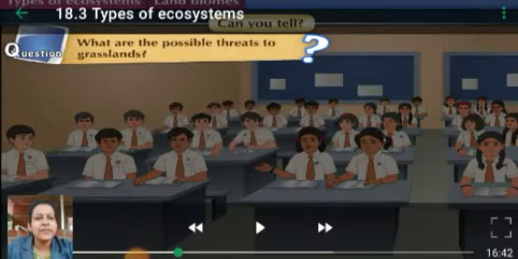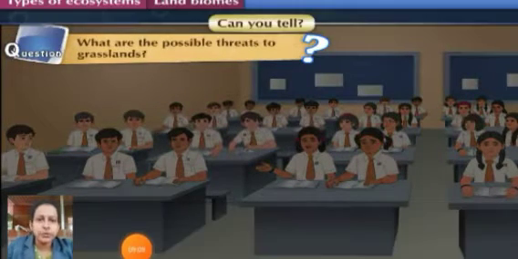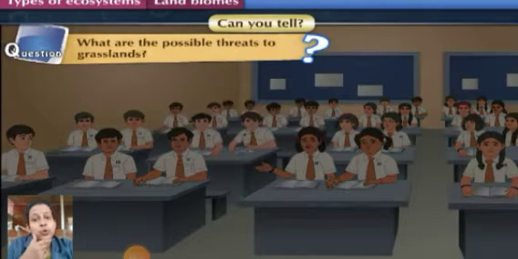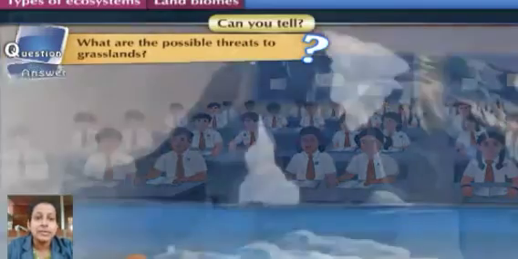So now you have learned about the grassland ecosystem. What is a grassland ecosystem? How does it develop? Due to what reasons? What are the causes of the grassland ecosystem? And which are the producers, primary consumers, secondary consumers, tertiary consumers, decomposers? Right? So you have learned somewhat in brief. Now let us learn about the possible threats to the grassland ecosystem. What can be the threats to the grassland ecosystem?